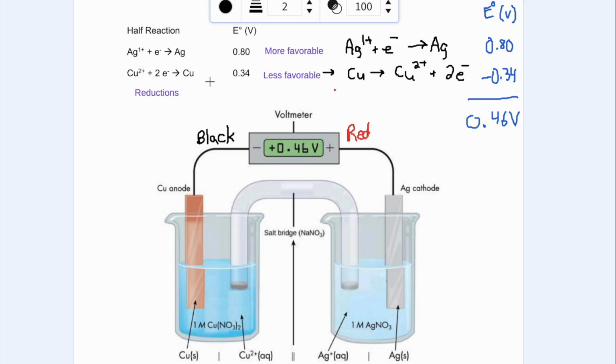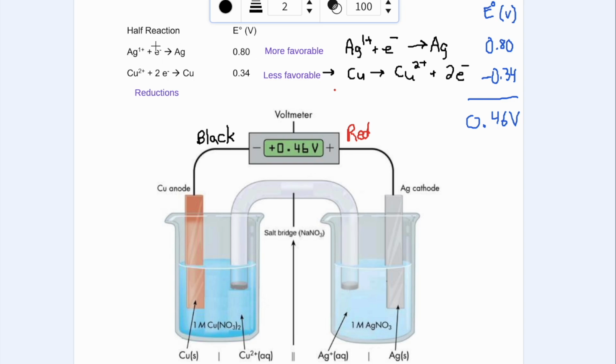So both of these are positive numbers. They are more favorable. The reductions are more favorable than hydrogen, so they're both positive numbers. So the higher up on the table it occurs, the larger the positive value of E you see on the table, the more favorable this reduction is. So it is more favorable for silver to get reduced to silver metal than it is for copper to get reduced to copper metal. That's less favorable compared to silver. So the less favorable one is not going to happen. Both of these can't happen at once. So the more favorable one is going to happen.